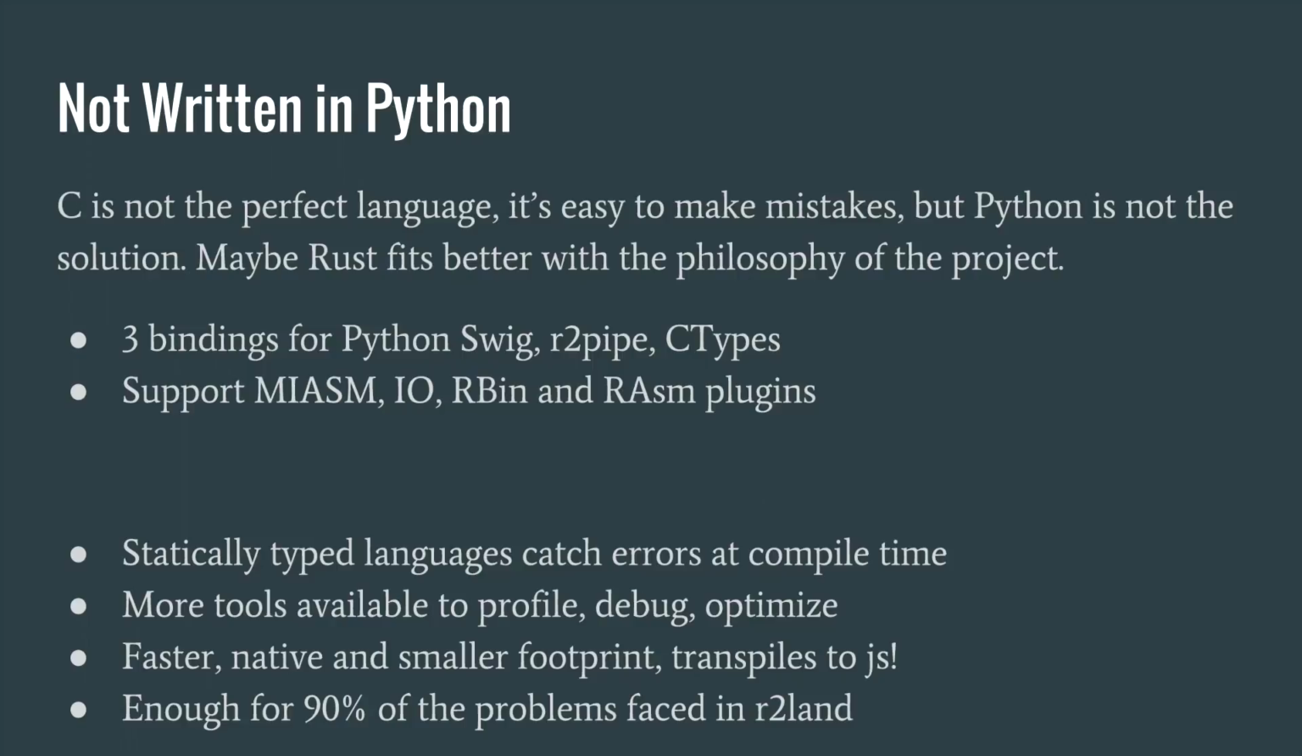The reason for not choosing a dynamic language for this is because a statically typed language allows you to catch errors at compile time. So it's easier to identify problems before running the program. There are so many tools available in order to profile, debug, optimize or port to different platforms. It's faster, it's native, it has a smaller footprint. There is not really a runtime library that ships inside the final binary, so you can easily statically link it and put it in a router or any other device. And C also transpiles to JavaScript, so you can run Radare in the web browser. And that's fine for me, at least for 90% of the problems. And for the rest, you can just use any scripting language.